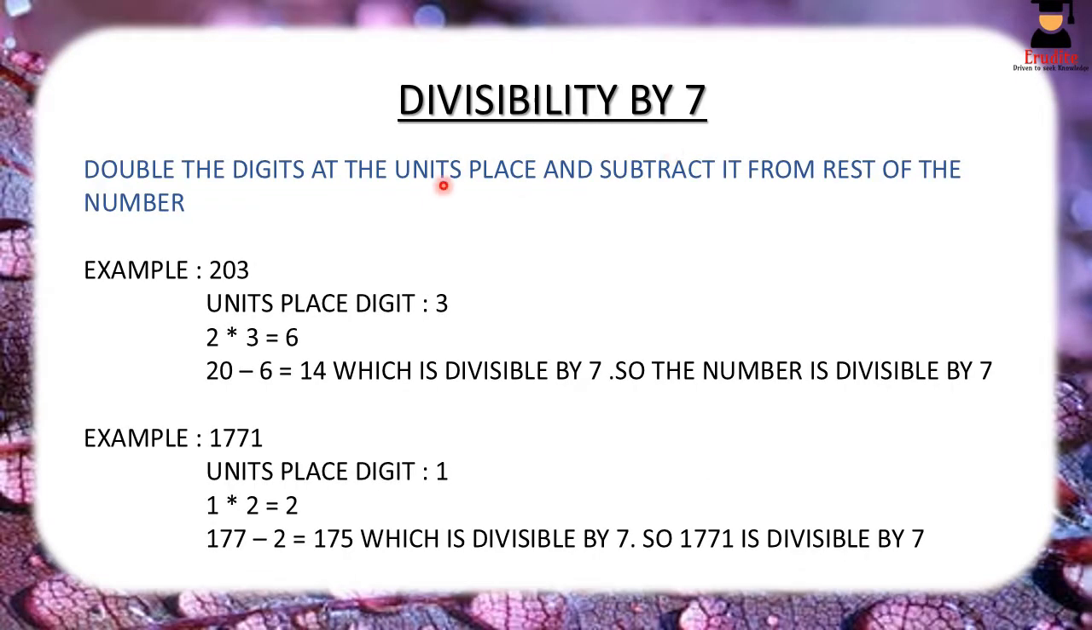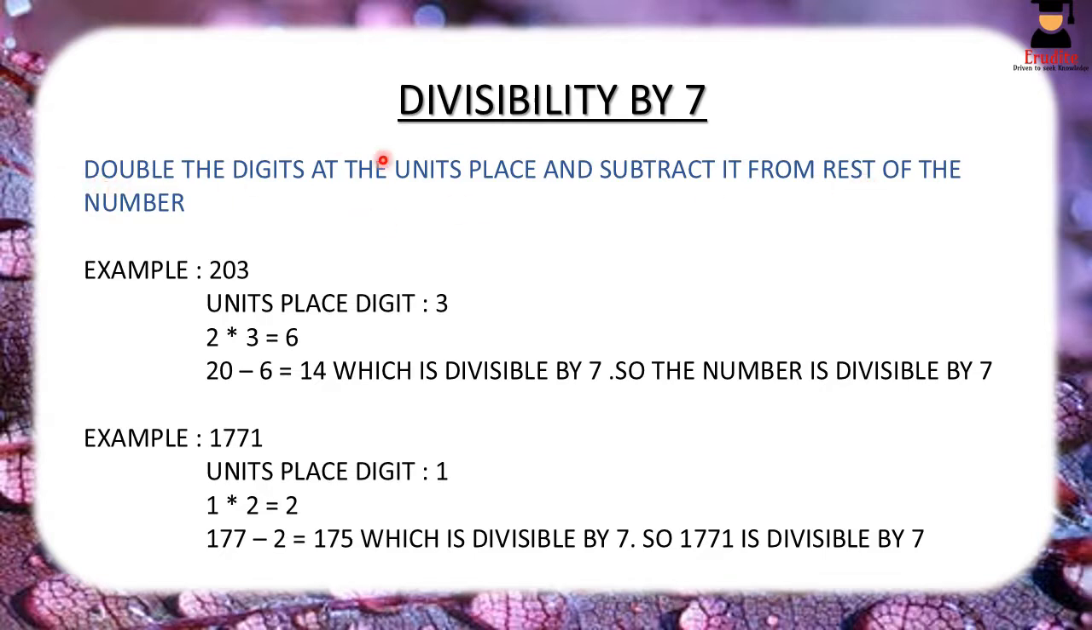The next one I have is divisibility by 7. Now this is a little complicated of all. So let's see what it says. It says double the digits at the units place and subtract it from the rest of the number. Maybe you might have not understood the statement. Let's see it with the help of an example.